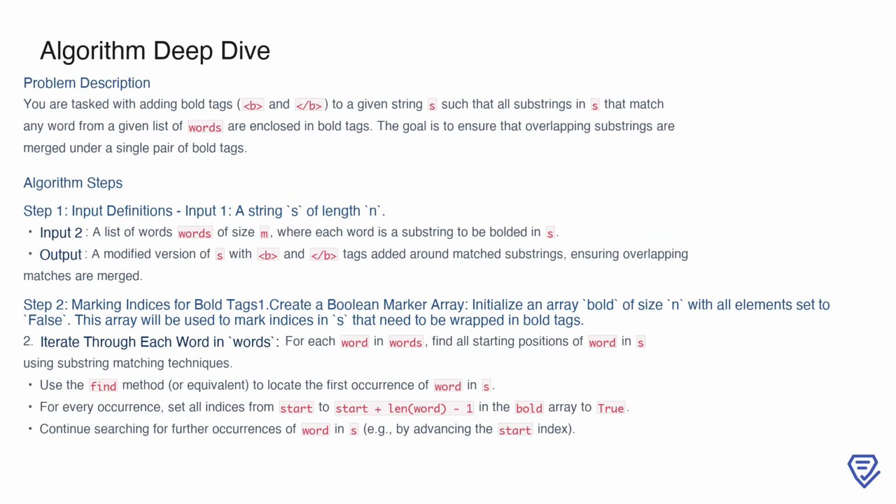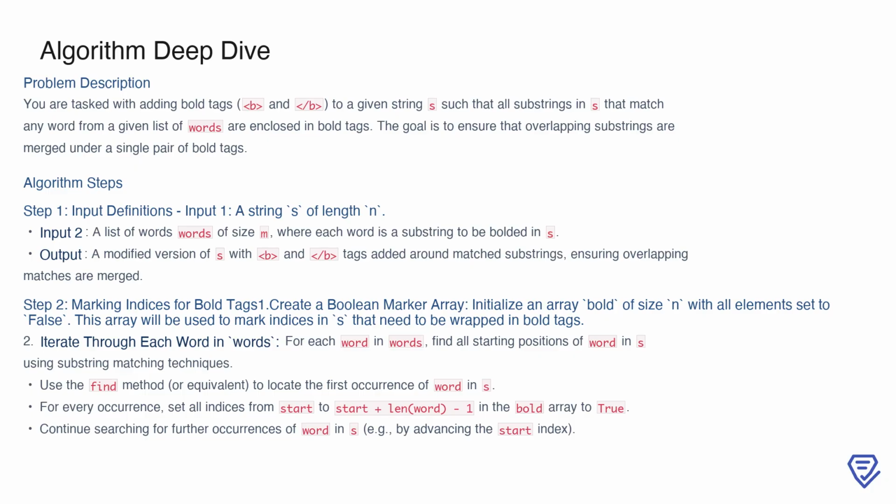To solve the problem of adding bold tags to a string, we start by understanding the inputs and the desired output. The first input is a string s of length n, which represents the text we need to modify. The second input is a list of words that contains substrings we want to highlight by wrapping them in bold tags. The output is the string s, modified such that all substrings matching any word in words are enclosed in bold tags. Additionally, if any bolded regions overlap, they should be merged into a single bold region.